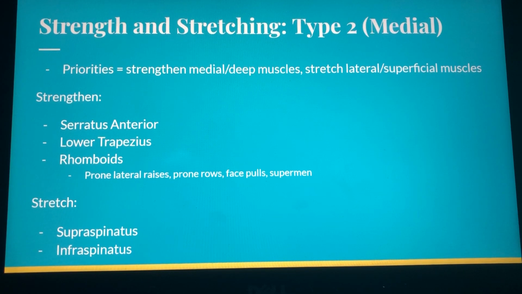So for this, you want to strengthen the serratus anterior and the lower trapezius, which we've already mentioned in previous slides, but you also want to strengthen the rhomboids, which will pull the scapula closer to the spine. To strengthen the rhomboids, you can target exercises that involve pinching the shoulder blades back and doing any sort of movement that will straighten the back out. So prone lateral raises, prone rows, face pulls, and Superman are again excellent exercises for this, and you can encounter different variations of those.